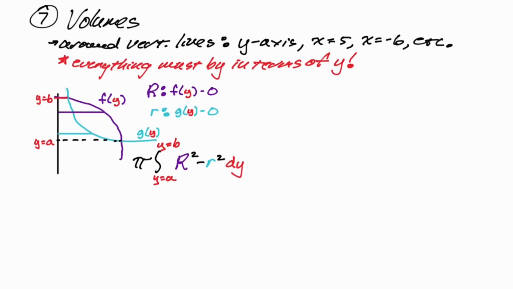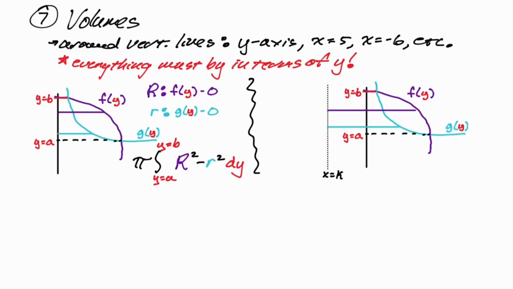We could go around a different axis, so we're going to be to the left of the region, right? We have a big R, we have a little r, I already drew them in accidentally. Big R is right take away left, so f of y minus k. Little r is right take away left, g of y minus k. And then our integral is exactly the same, right? It's pi, the integral from y equals a to y equals b of big R squared minus little r squared dy. So just keep that in mind.